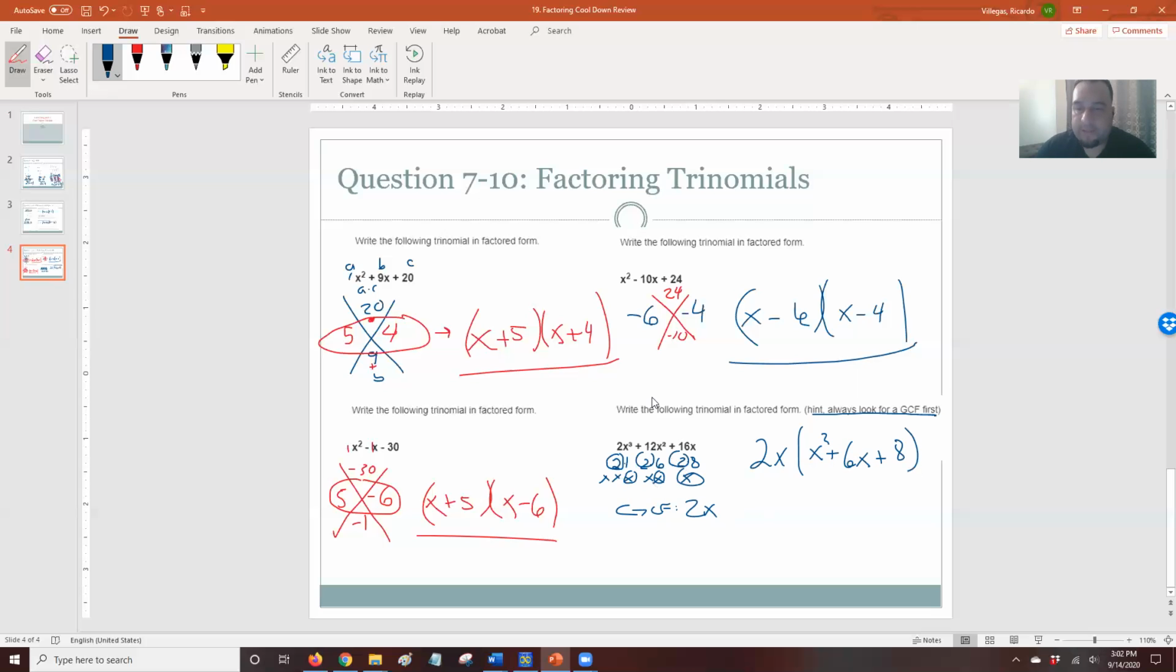Now, here they want us to factor the trinomial as well. So then we need to figure it out using a diamond. So 8 goes here, 6 goes here. What two numbers multiply and give you 8 but will add up to a 6? That's 4 times 2. So then we're left with 2x and parentheses for our factored form. Since these terms multiply to 8 and add up to 6, this would be x plus 4, and this would be x plus 2. And that is your final factored form.